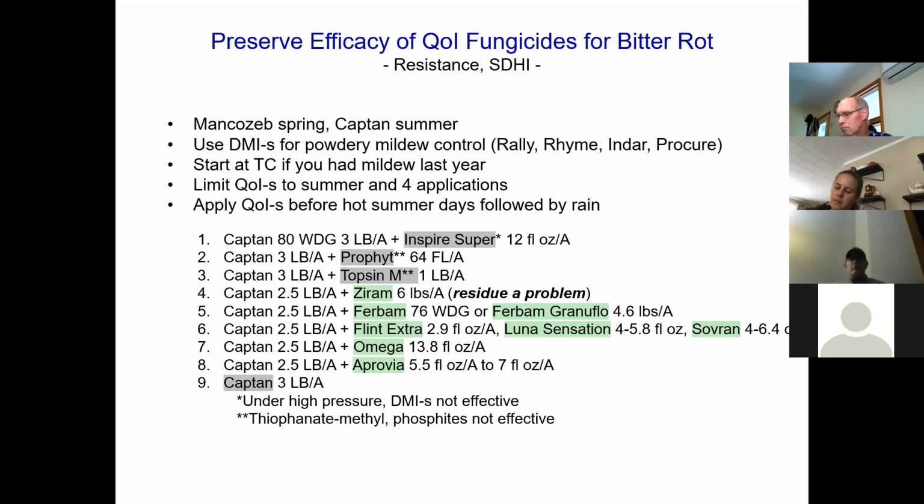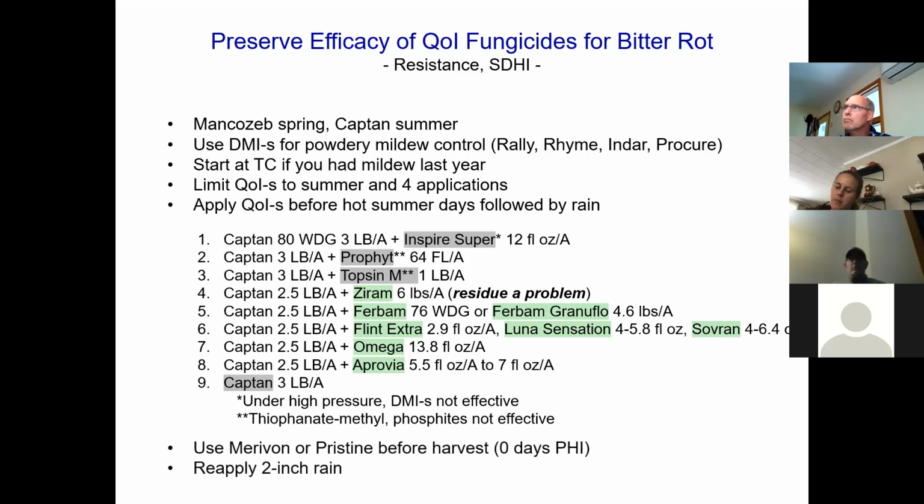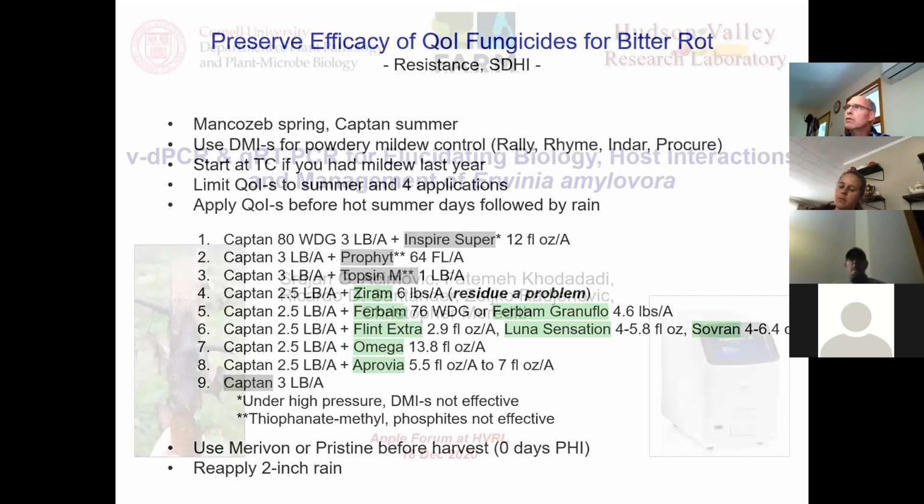And in general, what is important is to use your Merivon and Pristine just before harvest, because they have a 0 days pre-harvest interval. So that's your last SDHI in the total of 4 that you can use, and always try to recover just before you're going to get 2 inches of rain. So no matter what happens, you have to recover at that time with the fungicides. So now we have some more options, including Omega and Aprovia for bitter rot control.